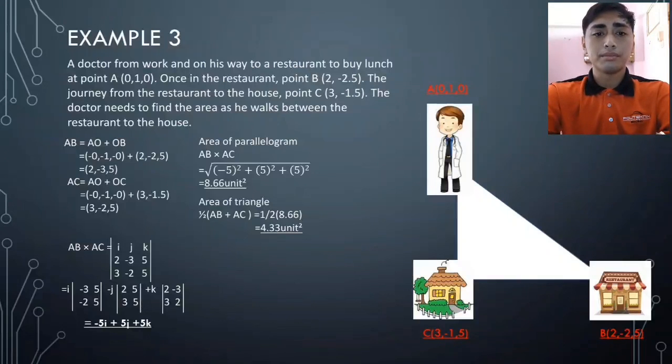And then, after we find the area of the parallelogram, we need to find the area of the triangle. The area of the triangle is 1/2 of the magnitude of AB times AC, equals 1/2, in parentheses, and then you put the answer of the area of the parallelogram, that is 8.66. When we calculate it using the calculator, we get 4.33 unit squared, and that's the answer of example 3.